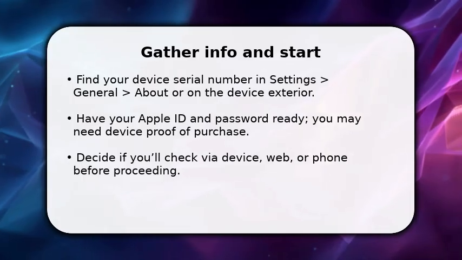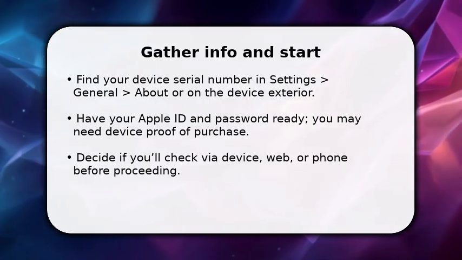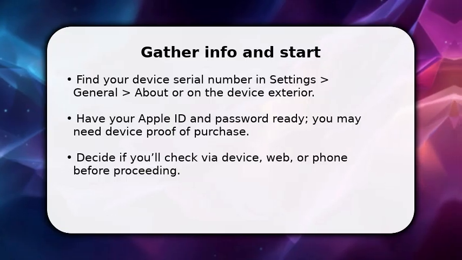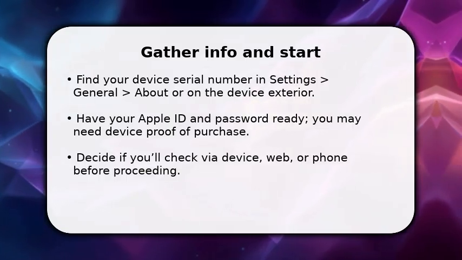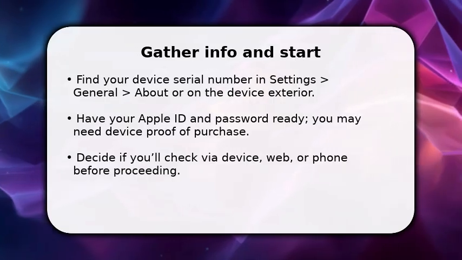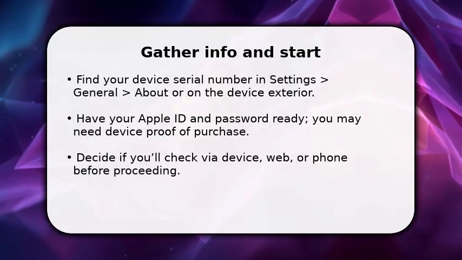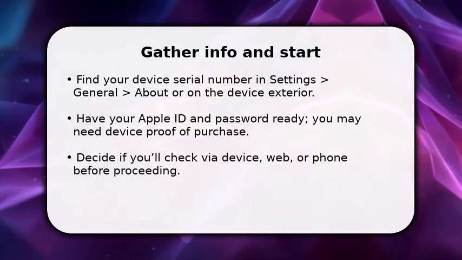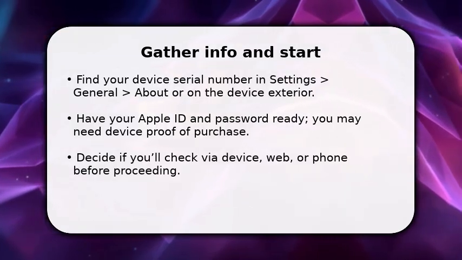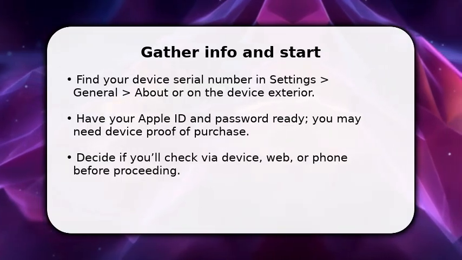You start by collecting the essentials: your device serial number and the Apple ID that's tied to it. Once done, make sure you have proof of purchase handy in case support asks for verification. This speeds things up. Now, open Settings on iPhone or iPad, or System Settings on Mac, and locate About to copy the serial. You're preparing so the next step, checking coverage, won't stall. This is the fastest route to a clear answer.